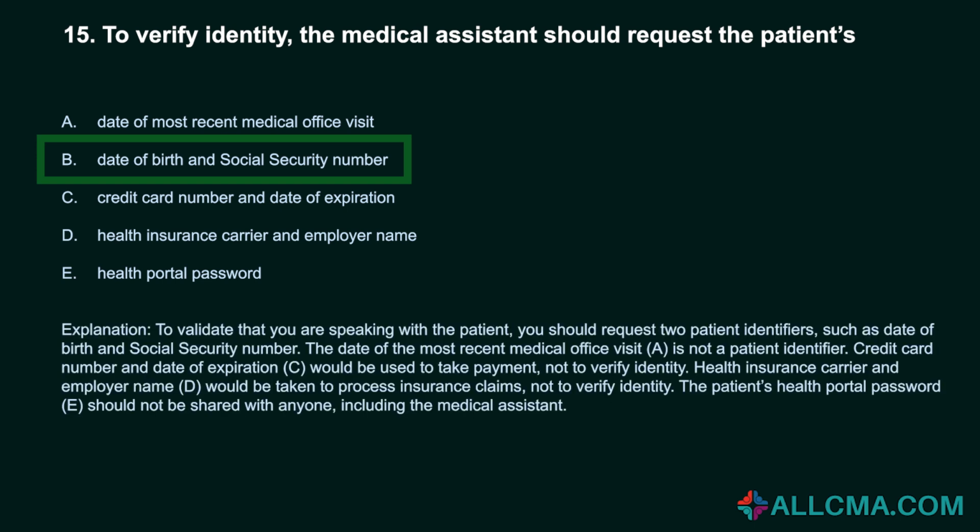To validate that you are speaking with the patient, you should request two patient identifiers, such as date of birth and social security number. The date of the most recent medical office visit, A, is not a patient identifier. Credit card number and date of expiration, C, would be used to take payment, not to verify identity. Health insurance carrier and employer name, D, would be taken to process insurance claims, not to verify identity.